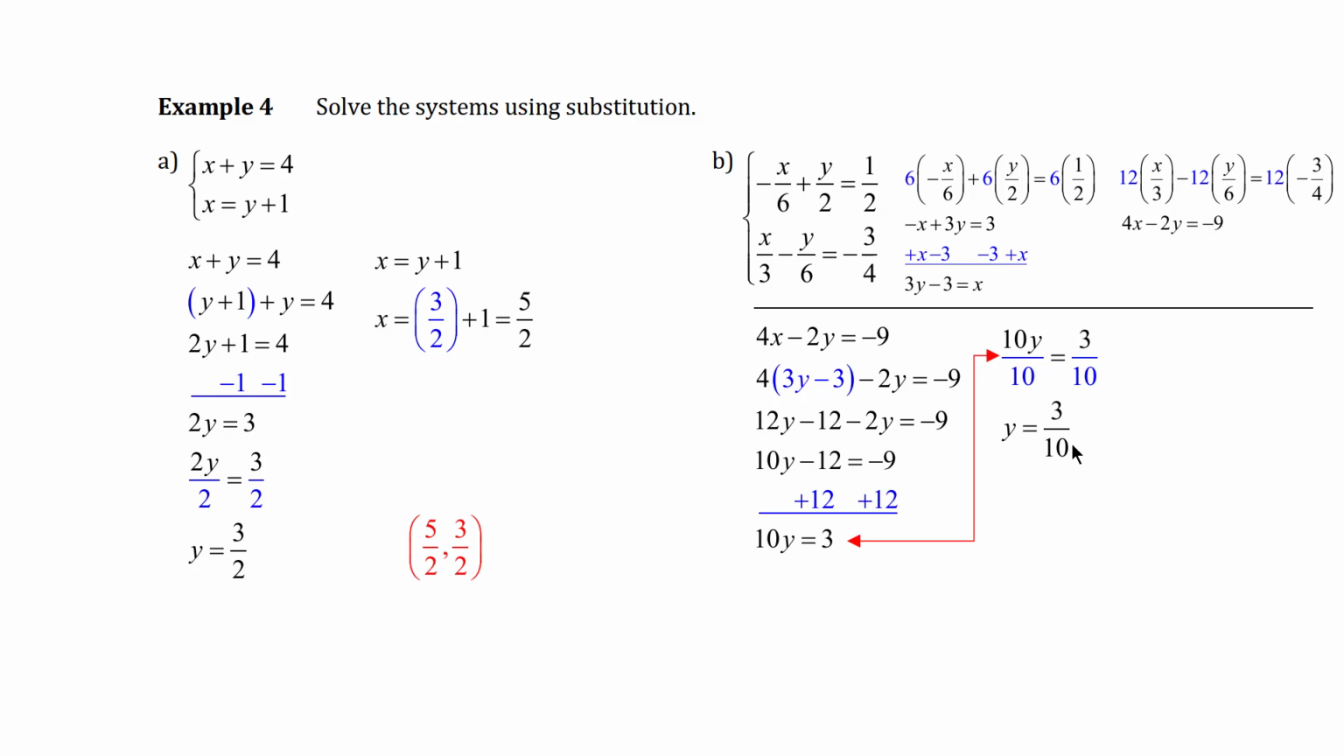From here, we substitute our value for y, 3 over 10, into the first equation, x equals 3y minus 3. We get x equals 3 times 3 over 10 minus 3. Simplifying this, we get x is equal to 9 over 10 minus 3. Simplifying further, we get that x is equal to negative 21 over 10. Finally, we write our answer as an ordered pair. I have parentheses, negative 21 over 10, comma 3 over 10, close parentheses.